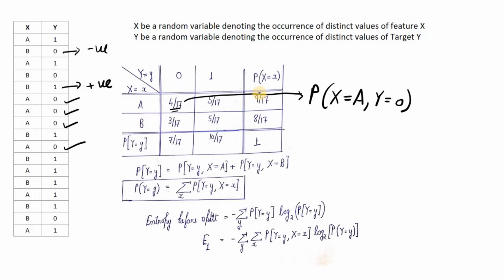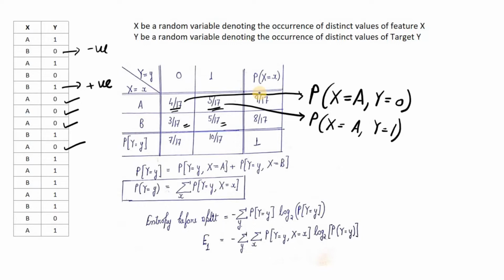Likewise, this 5 by 17 we can write as probability X equivalent to A and Y equivalent to 1. Now if I try to find the possible combinations in the entire data set when X was A and Y was 1, it is 5 by 17 over here. There were 5 occurrences out of 17, and hence we get the probability. Likewise, we get similar probabilities corresponding to the value of X being equivalent to B.